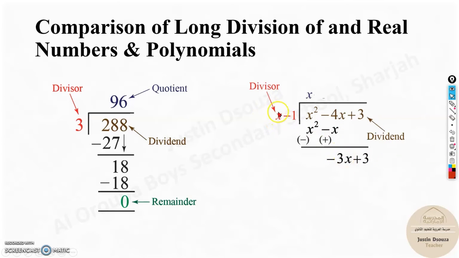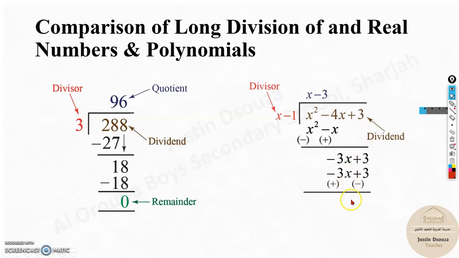How much do you have to multiply to x to get minus 3x? The first term must be same. How much do you have to multiply? If you look closely, it'll be minus 3. That's it. So minus 3 multiplied by x will be minus 3x. And then negative 1 times minus 3 is positive 3. Now you get the answer.